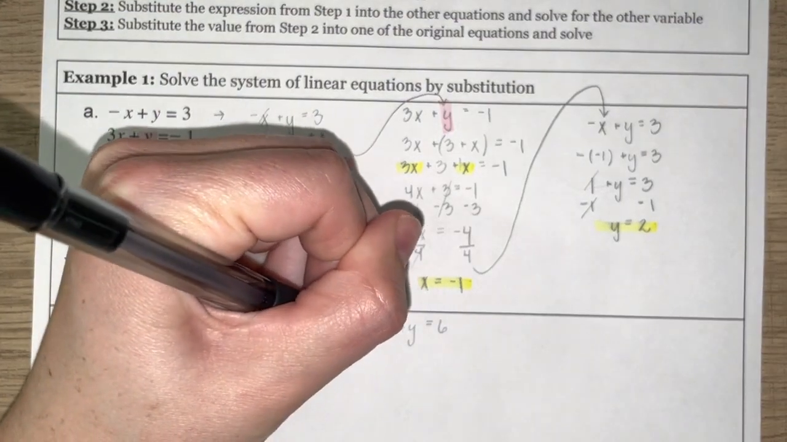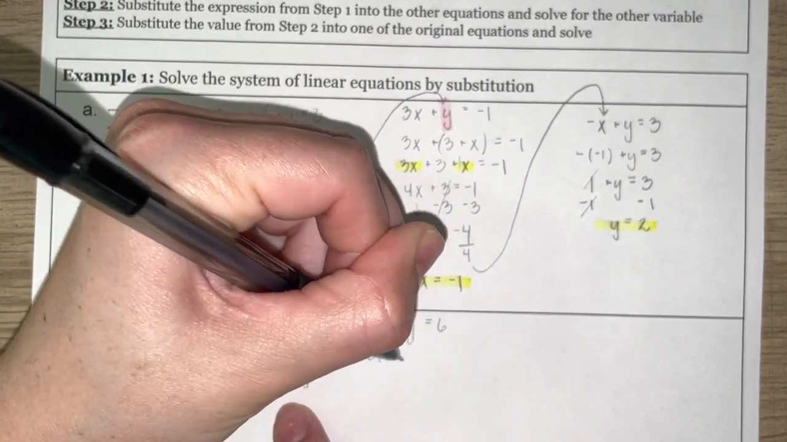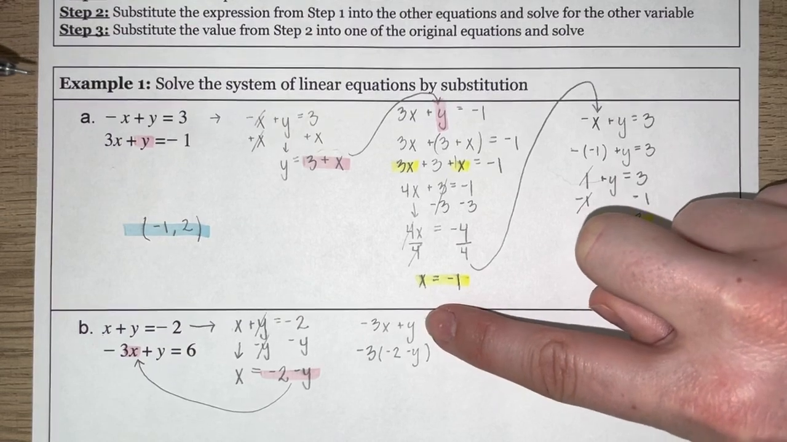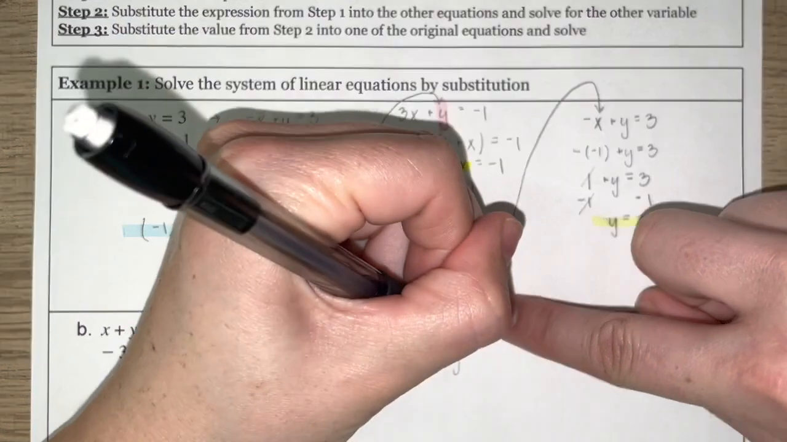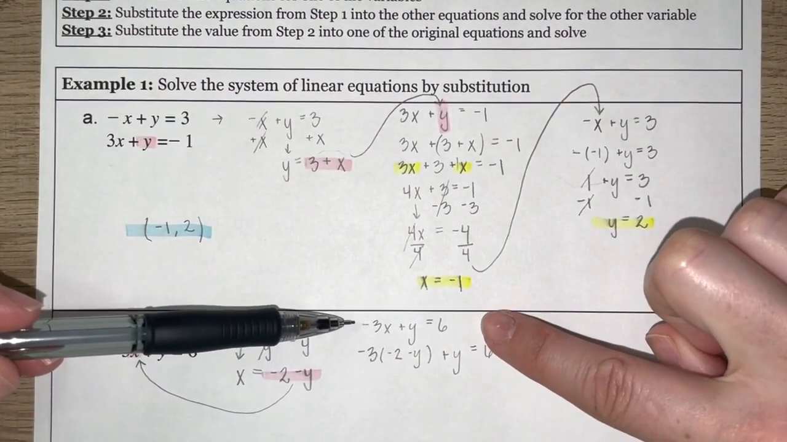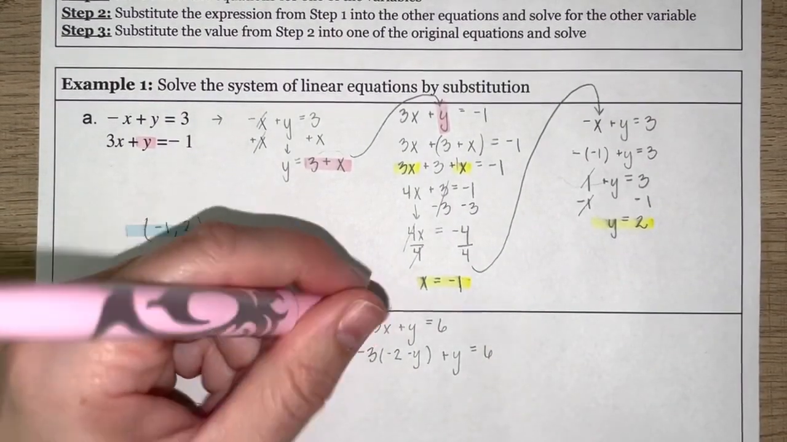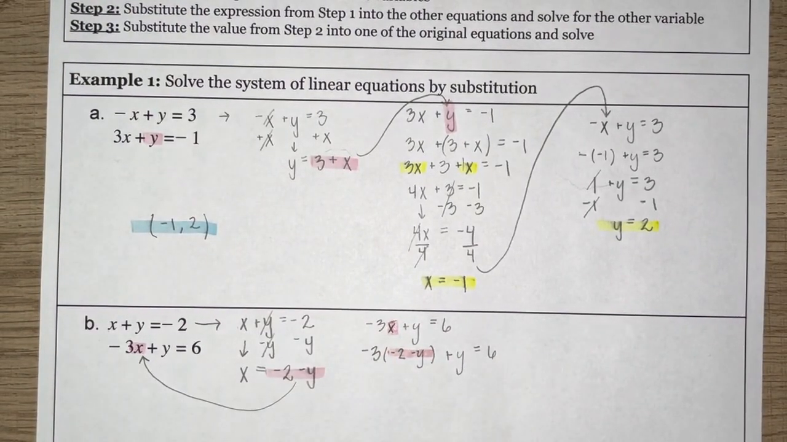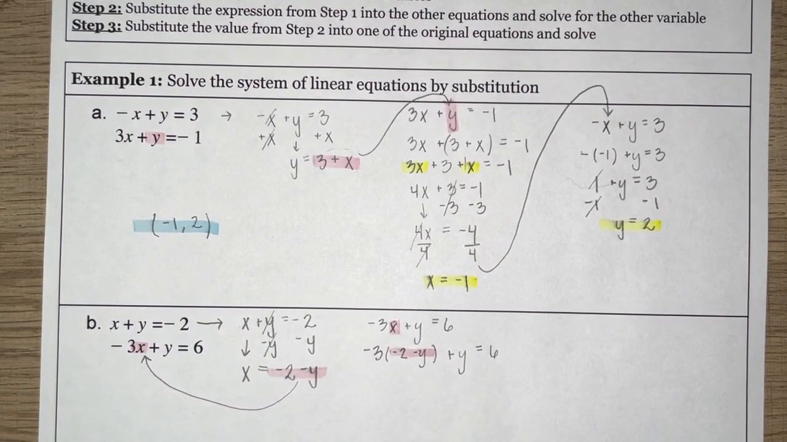And this negative 2 minus y is going to go in where x was. So instead of negative 3x, it's negative 3 times negative 2 minus y. And then I have this plus y right here, so plus y, and then equals 6. So the only thing that's changing about this equation, the negative 3x plus y equals 6, is the fact that instead of x, we're substituting in negative 2 minus y. Everything else stays the same. The plus y and the equals 6, those all stay the same.